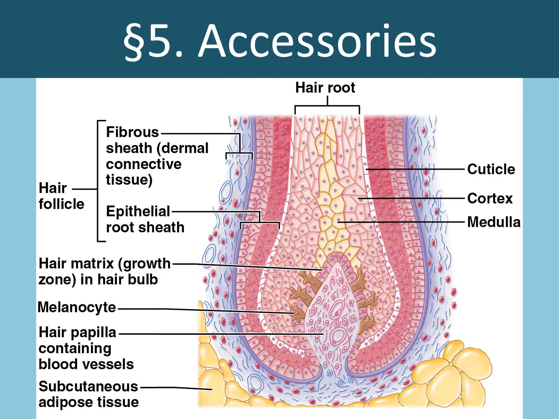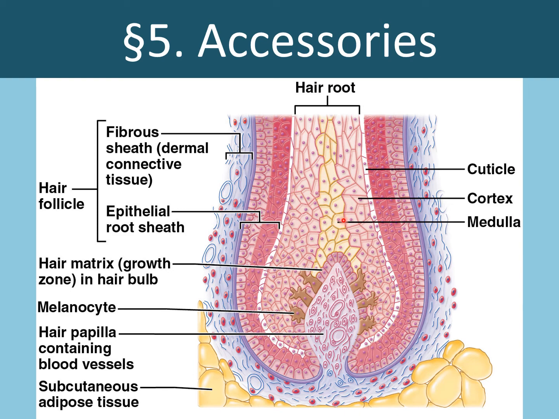This diagram shows the important structures of our hair follicles. Here in pink you can see the hair root. The white layer of the hair root is the cuticle. The pink layer of the hair root is the hair cortex, and the medulla is the yellow layer.